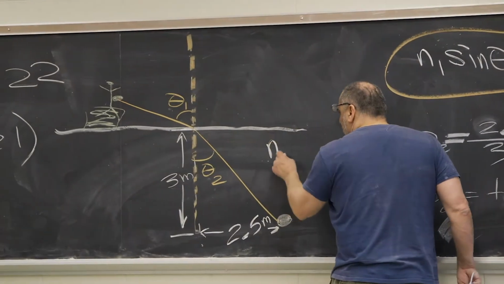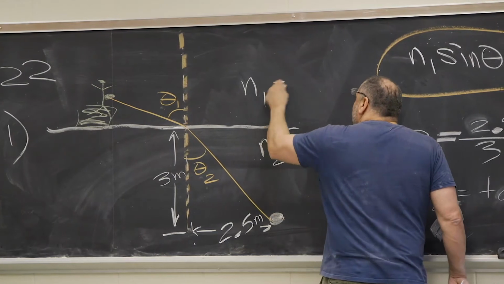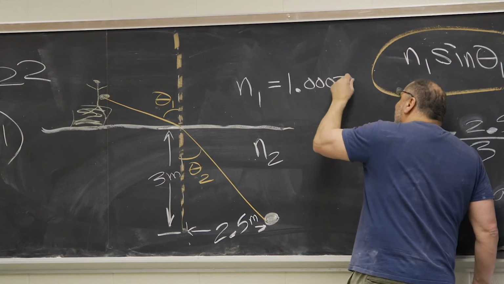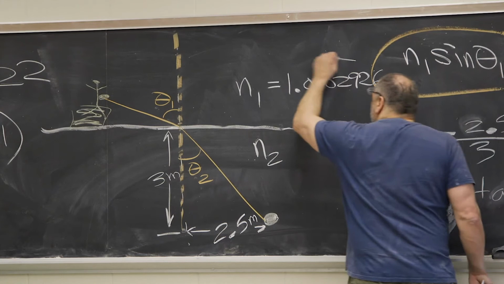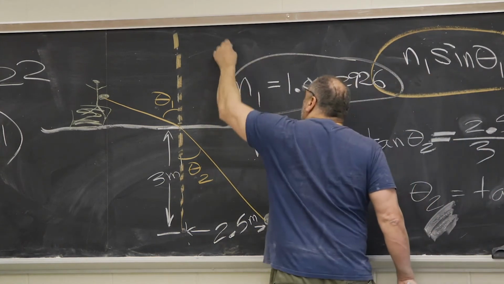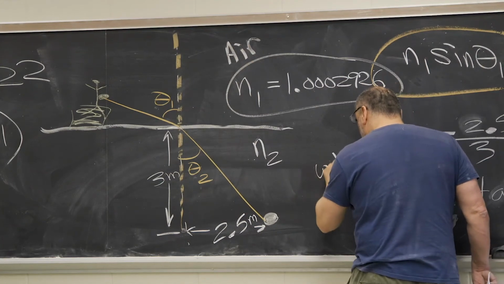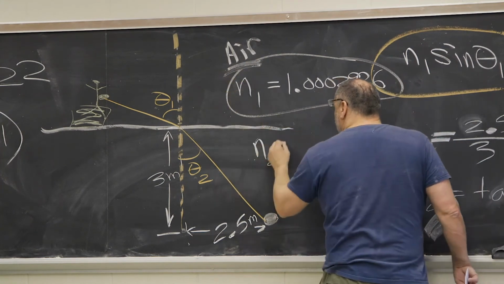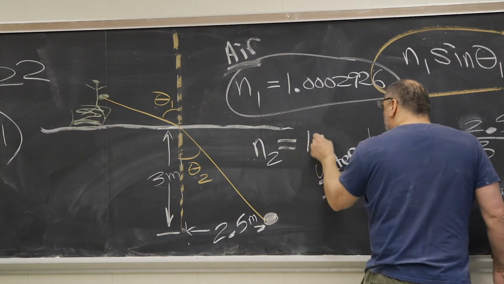This is medium 2, which is N2. This is medium 1, which is the air. The air is 1.0002926. I can't remember, I didn't think they'd pull that on us, but there it is. That's for the air. For the water, what do we got? The water, I think, is just 1.33. Pretty straightforward. We can look that up.